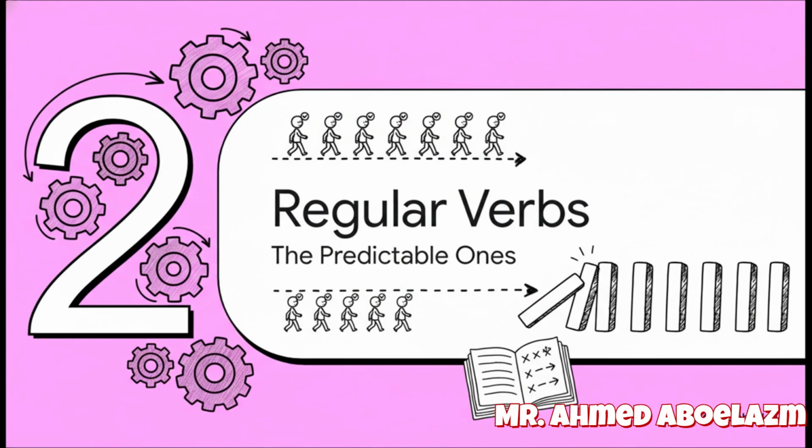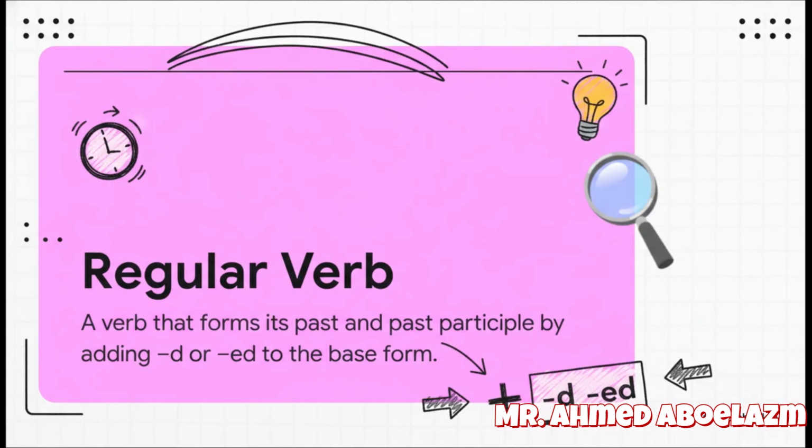We're going to start with the easy ones, thank goodness. The regular verbs. These guys are the predictable, rule-following good guys of the grammar world. They follow one simple, beautiful rule. And what is that magic rule? Well, it's pretty simple. A regular verb forms both its past tense and its past participle just by adding a d or an ed to the end. That is it. No curveballs, no surprises. Just nice, easy, and predictable.